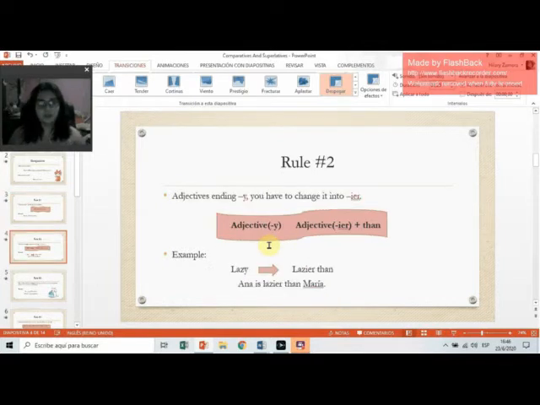Rule number 2. Adjectives ending in Y, you have to change it to IER. So we have the adjective with Y and we change it to adjective IER plus than. So for example, lazy, lazier than. Anna is lazier than Maria.